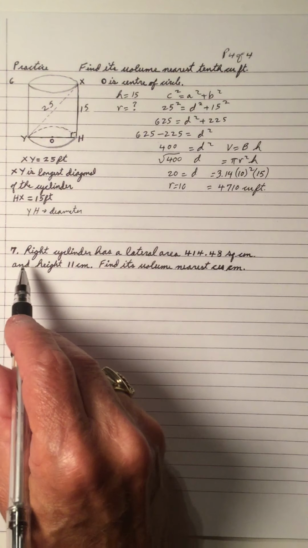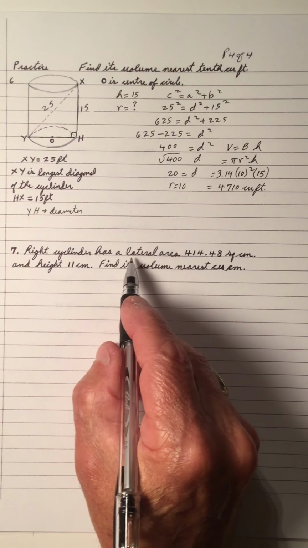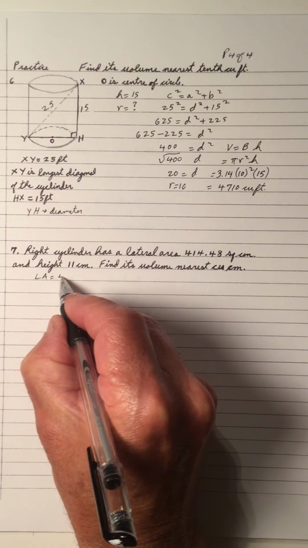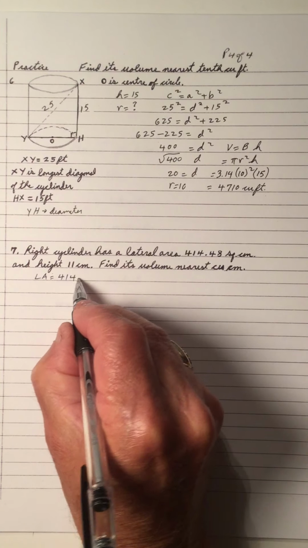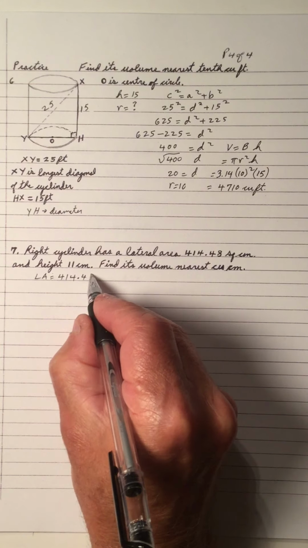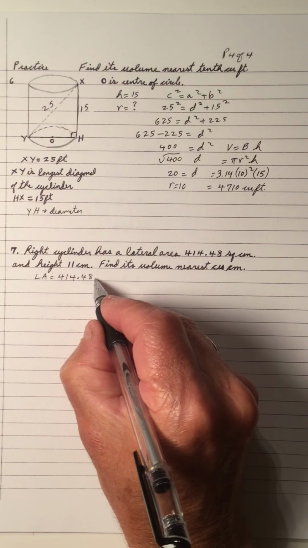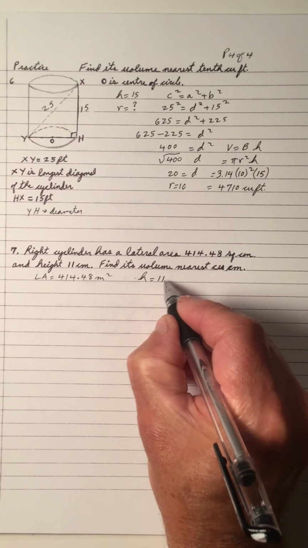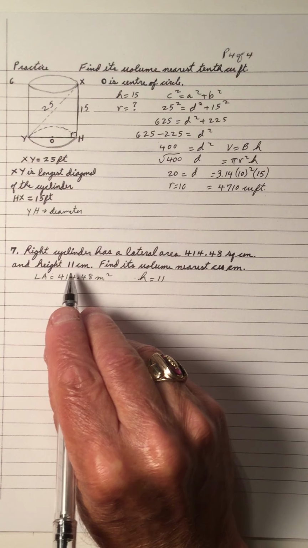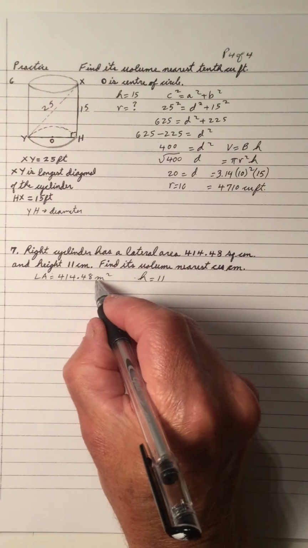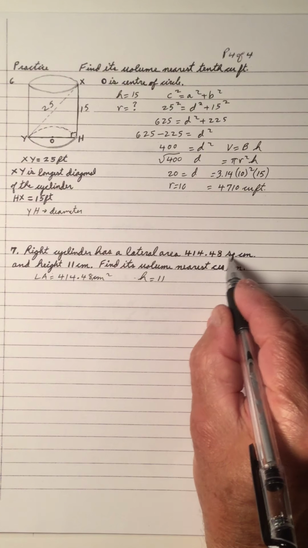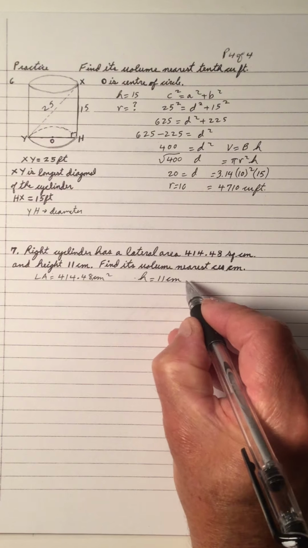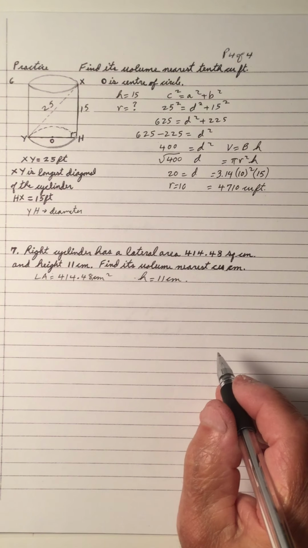And the last one to do, number 7. A right cylinder has a lateral area of 414.48, so LA is lateral area, and it's square meters. And it says the height is 11 centimeters. Okay, oops, that's my mistake. That's square centimeters, so I got square centimeters here. The height is in centimeters, gotta be careful. And I need to find the volume.